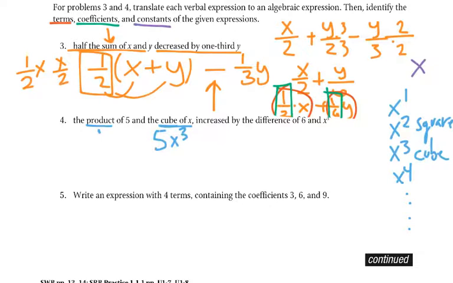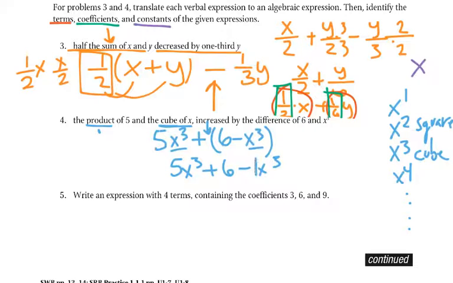And it's increased by the difference of 6. So increasing is adding the difference of 6 and x cubed. So it would be 6 minus x cubed. Okay. And we put it in parentheses like that. Now, we can simplify this one as well because we have 2 x cubes. Now this parentheses, there's nothing in front of here, so we can just leave it like this. Remember, when there's no number, that's the ninja 1 there that can appear and disappear. So we've got -1 and we've got 5 for the coefficients.